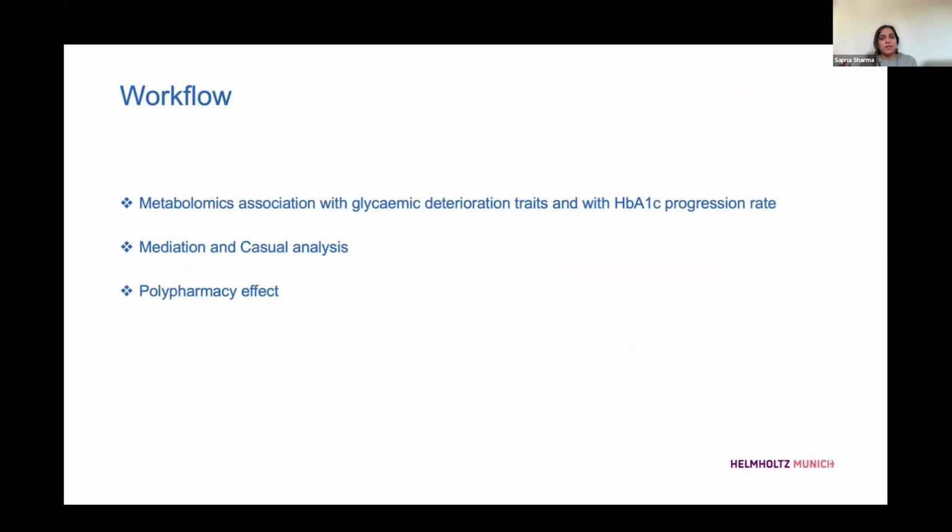So I sat down and made a plan. My first thing is I would like to see how metabolites are associated with the glycemic deterioration. First things first. And as we have a time series measurement of HbA1c, we know the progression as well. So considering that, first I do the association. Beyond that, I would like to look into mediation and causality, like what metabolites can be mediating the factor or are causal. And a little bit, if I get time, I'll talk about the polypharmacy effect.